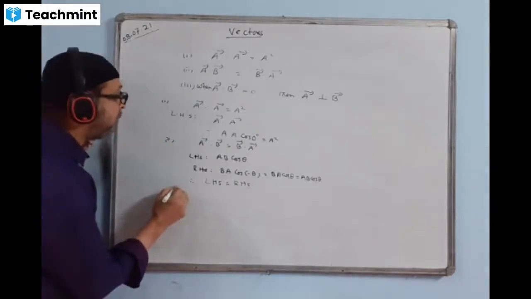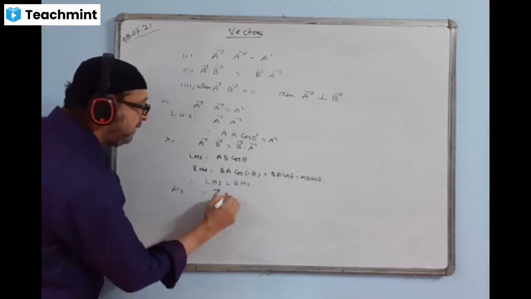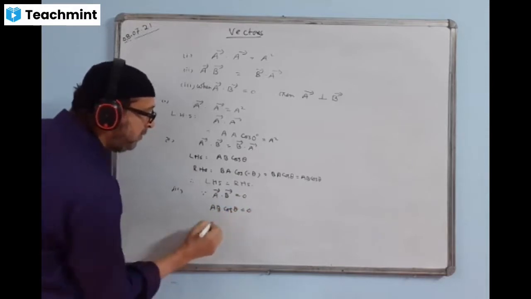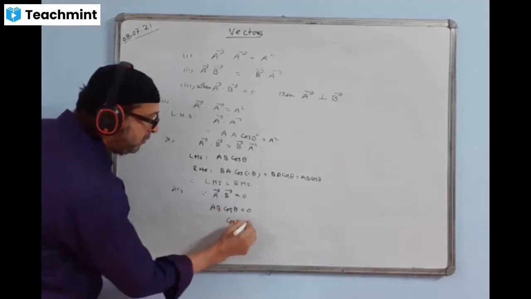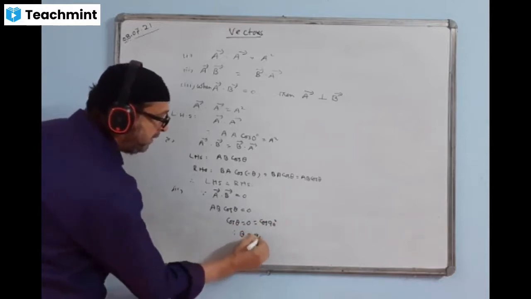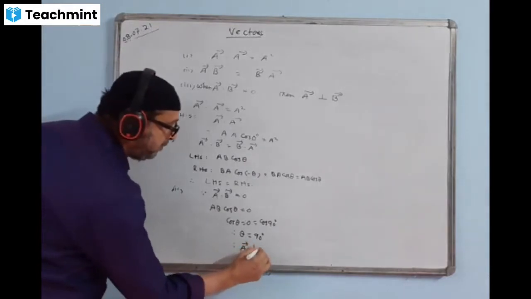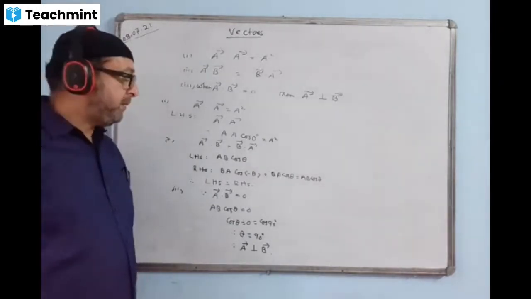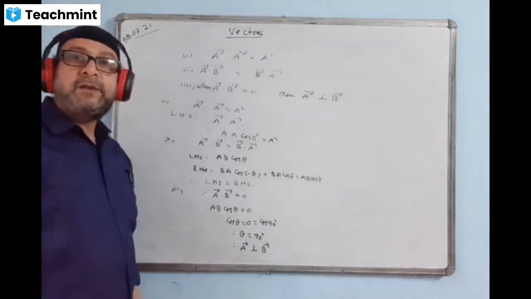Third one, how to prove that one? A dot B equal to 0. I'll write the formula, AB cos theta equal to 0. A cannot be 0, B cannot be 0, I'm talking about magnitude. Therefore, cos theta is 0. 0 means how many degrees? Cos 90 degrees. Therefore, the theta value becomes 90 degrees. What is theta actually? Theta is the angle between A and B. Therefore, we write vector A is perpendicular to vector B. So this is how we are proving these three properties.